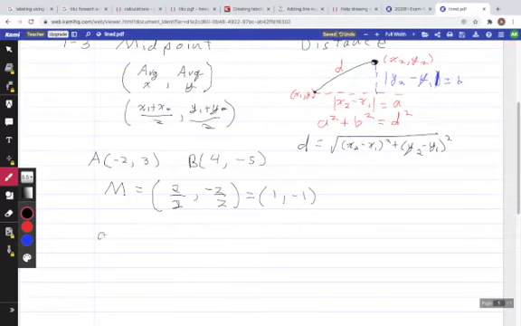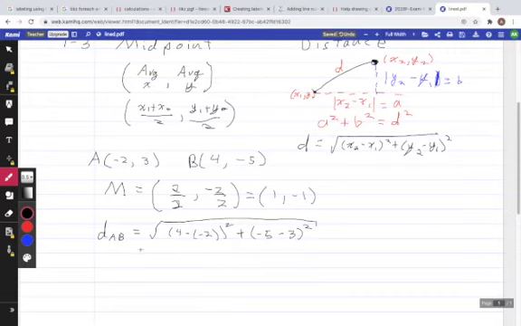The distance of AB, I'm going to just plug everything into the formula this time, but we can do it either way. So I'm going to say B is my point 2. So 4 minus -2 squared plus -5 minus 3 squared.